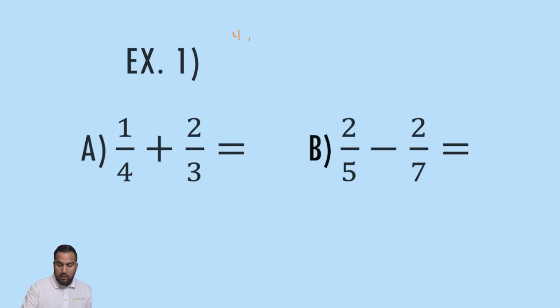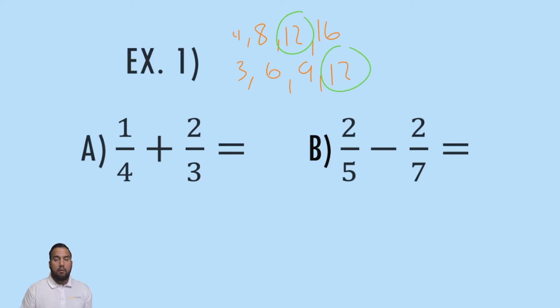4, 8, 12, 16. I'm going to do the same thing for 3: 3, 6, 9, 12. Did you find it? Good. So I'm going to stop. My LCD is 12. So what does that mean? I need both denominators to be 12.